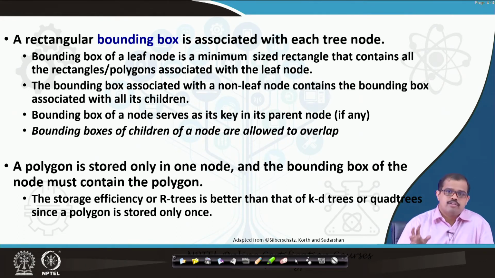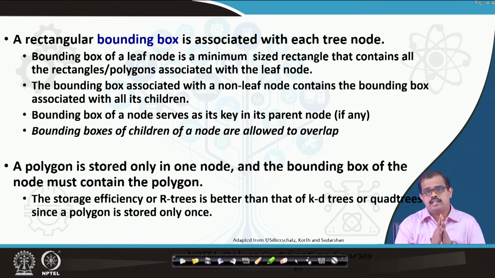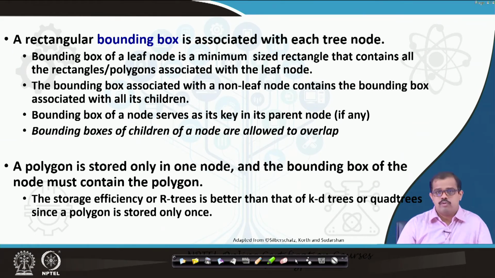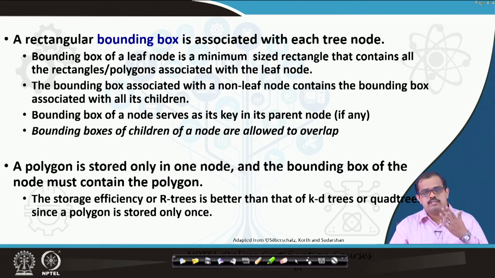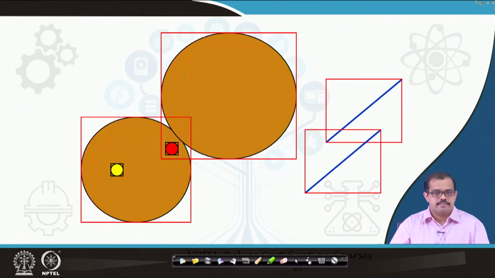You don't need to understand all of these in case you are just looking at the GIS in a holistic way. If you want to become an advanced user, then only you have to understand how each of these, R tree, quad tree, etc., works. The polygon is stored only in one node, and the bounding box of the node must contain that polygon. So the storage efficiency of the R tree is better than that of any KD tree or B tree or even quad tree, since a polygon is stored only once, whereas in a quad tree the polygon is repeated. That is why the data consistency may not be there.